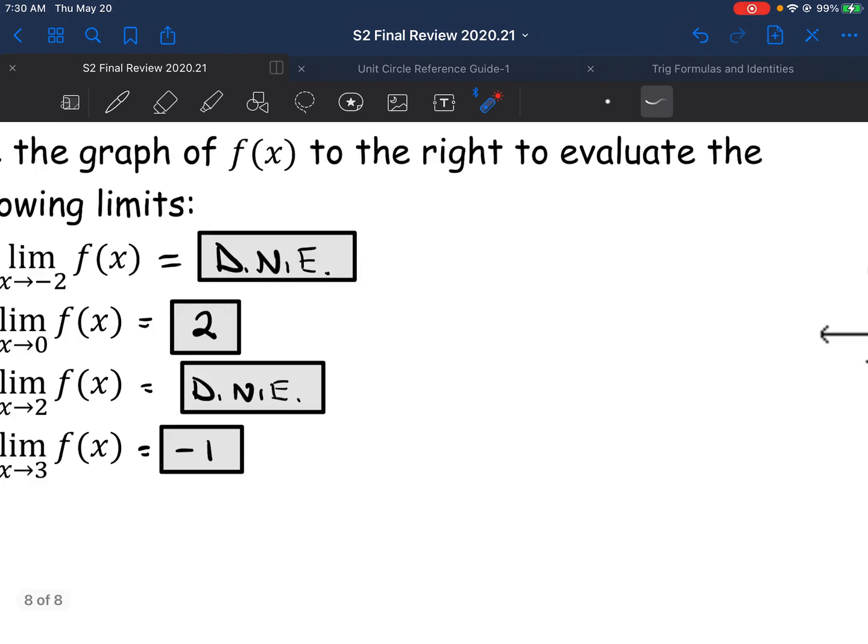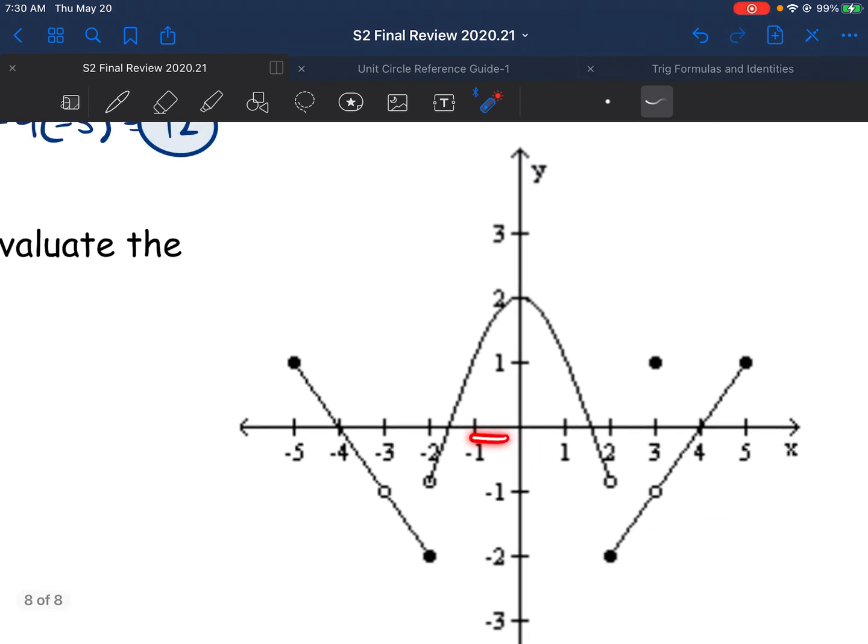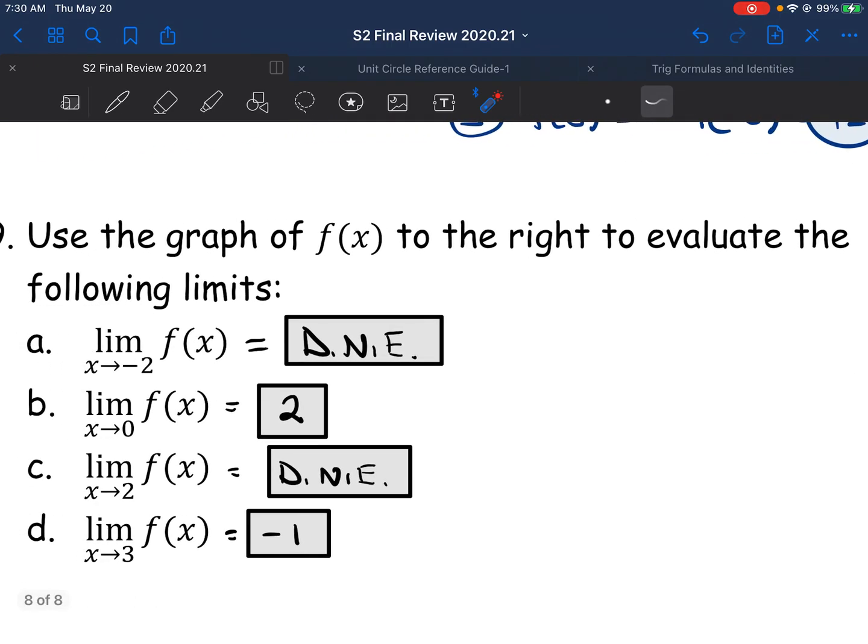Now we check the limit as x approaches 0. Well, here's closing in on 0 from the left and right. Notice that as I approach 0 from the left and right, the y values are all approaching 2, and the left side and the right side are approaching the same value. So the limit as x approaches 0 is 2.